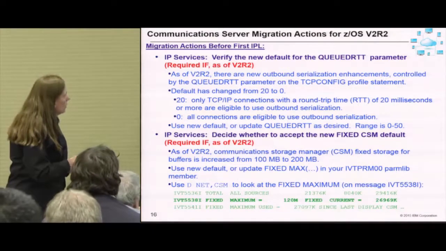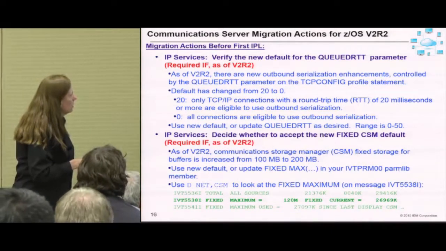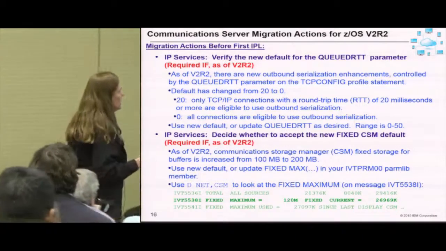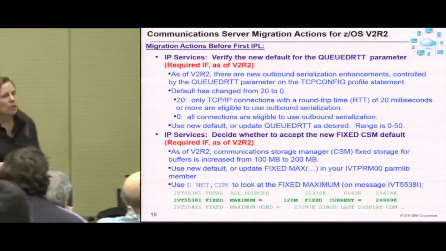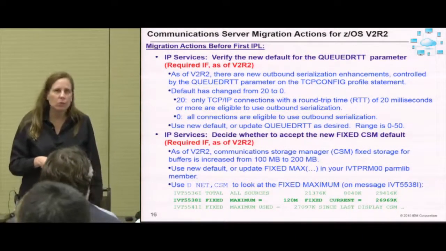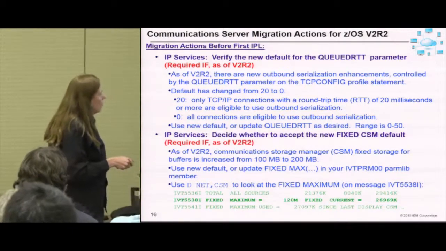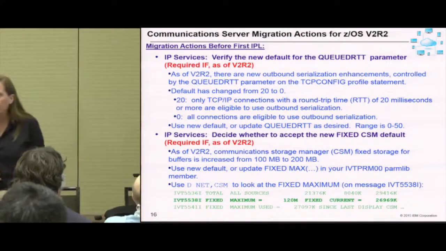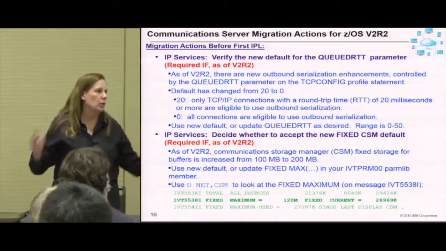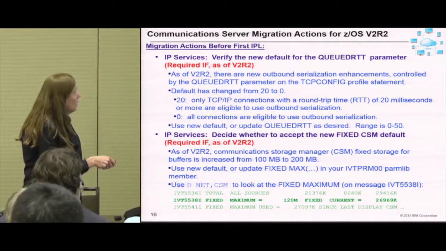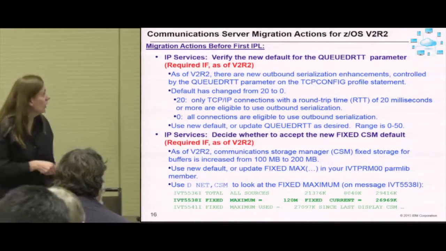The next one, the one on the bottom here, is another default, and this is a default storage size for the Communication Storage Manager, CSM. We've changed the size of the fixed storage that we need for buffers. We've doubled it from 100 megabytes to 200 megabytes. You can use the new default, or you can change it to whatever you want. You go into the IVTPRM parmlib member on FIXED MAX and you set it.